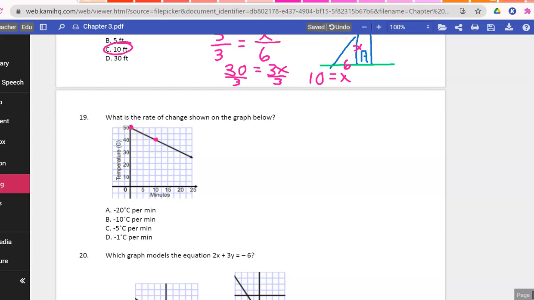So I'm going to use these two. My rise, I go from 50 to 40 and I go down, so it's going to be negative. You go down 2 spaces, but you go down 10 units. So your rise here is going to be negative 10. Your run, to the right, you go 4 spaces, but again, careful with your units. You go to the right 10 units. So negative 10 over 10 gives you negative 1 for your slope, or your rate of change.